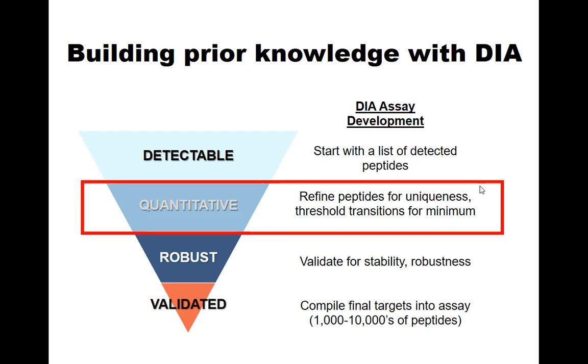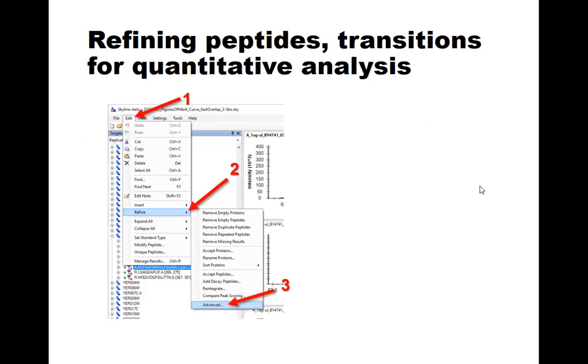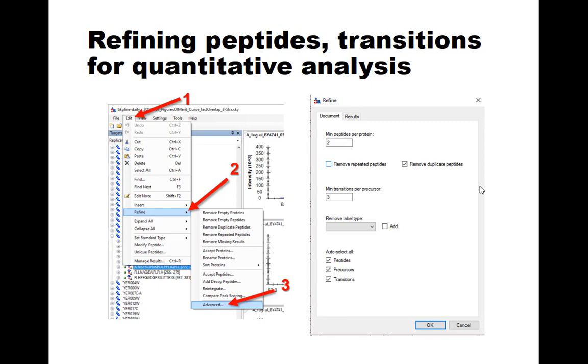So what we do next, and what Brian started showing you, is how to refine the peptides for uniqueness and how to threshold the number of transitions for a minimum number. So what you did first, remember in Skyline, we went to Edit, Refine, Advanced settings. And for quantitative, I like to do things a little bit stricter than Brian does. So I have standards. I set a threshold of a minimum of 3 transitions per precursor. And I also set a threshold for a minimum number of peptides per protein. If I have just one peptide per protein, that's generally considered a sketchy practice in most quantitative assays. So I threshold at a minimum of 2 peptides per protein.